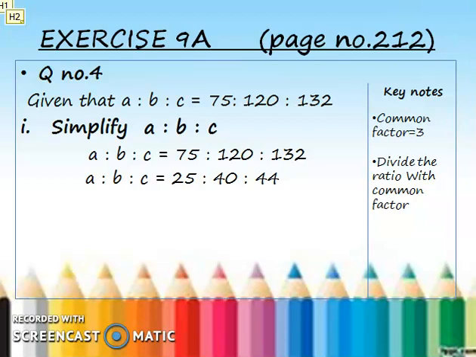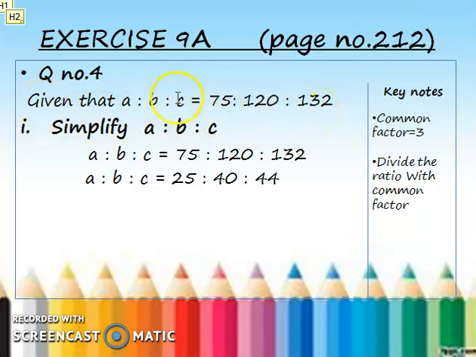Previously we have done 3 questions of this exercise, and now we are going to start from question number 4 of exercise 9a, page number 212. Clear? The first part of this question is simplify A ratio B ratio C. Okay, given is A ratio B ratio C is equal to 75 ratio 120 ratio 132.